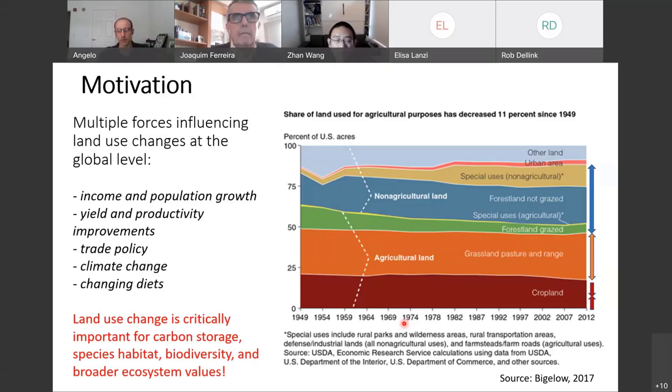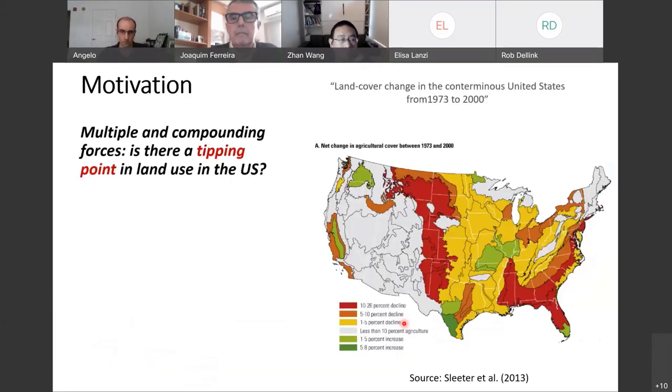Why are we concerned about that? Well, the US is a continental country. We know that the land use in the country has an important role in terms of carbon storage, biodiversity, agriculture production, and ecosystem services in general. So what we want to answer in this research is if multiple global and compounding forces would lead to some tipping point in land use in the future in the US.